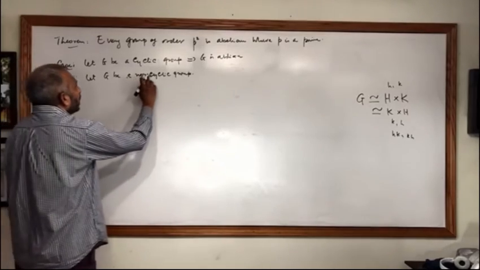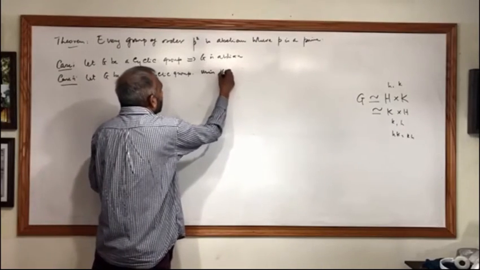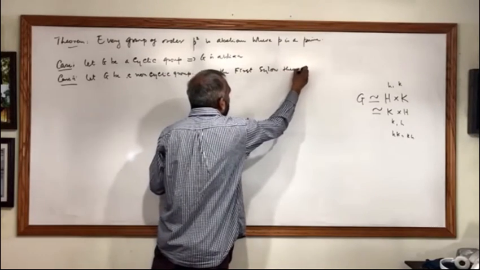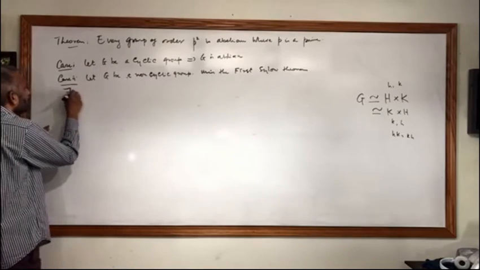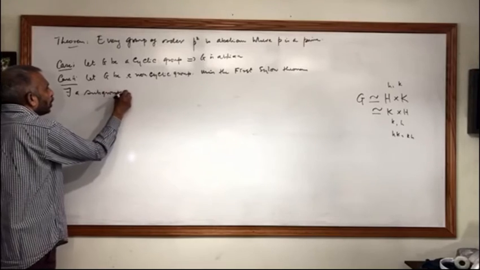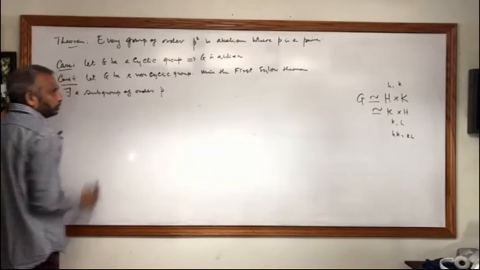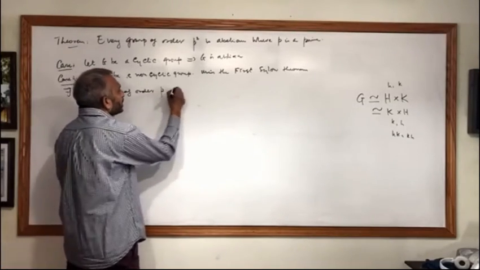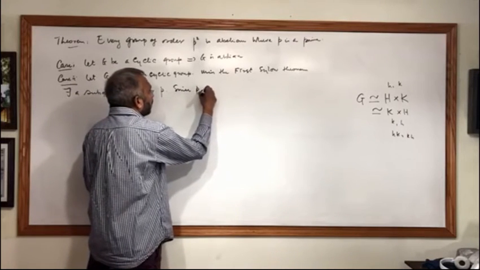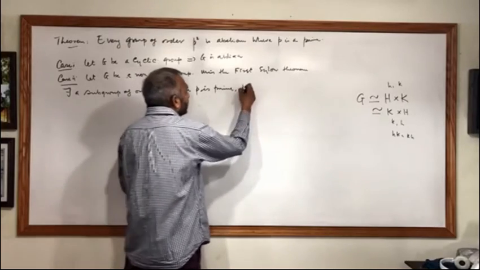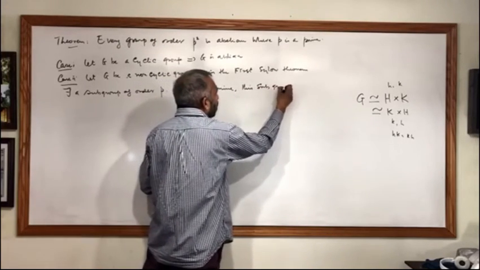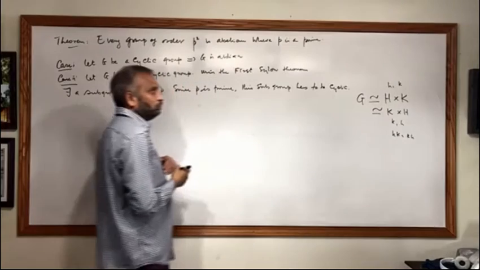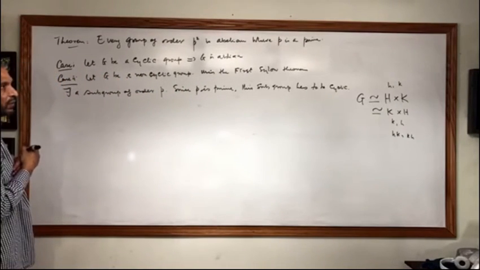So, using the first Sylow theorem, there exists a subgroup of order P. Since P is prime, this subgroup has to be cyclic. There's no other way.